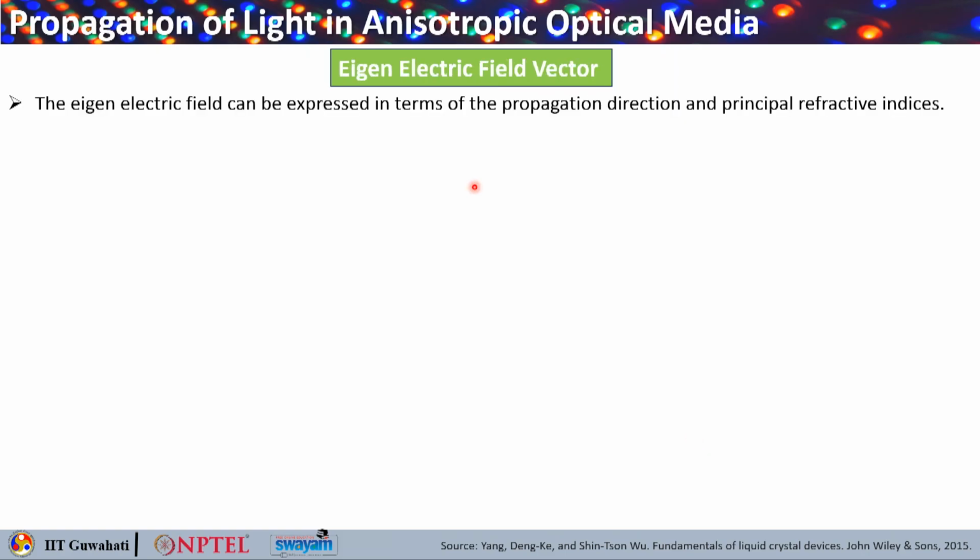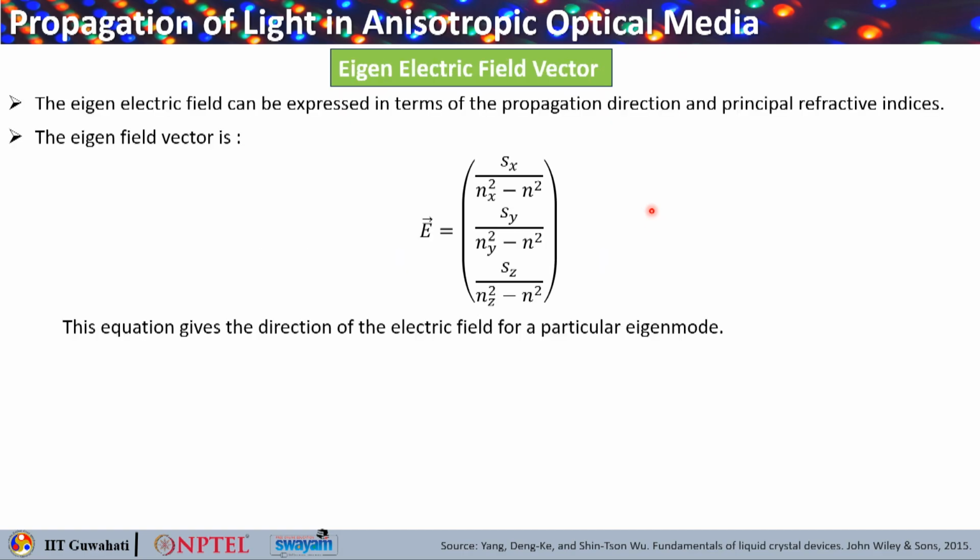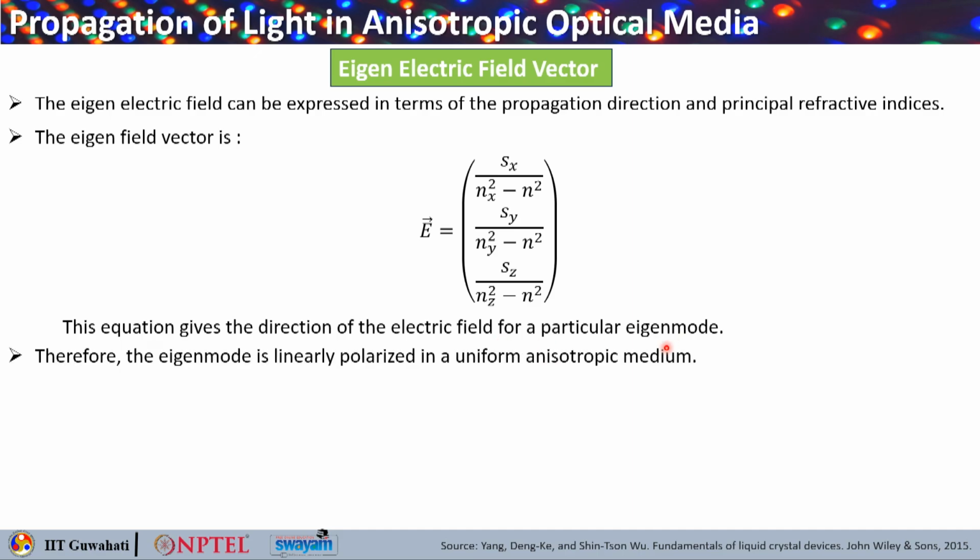So, this eigen electric field can be expressed in terms of the propagation direction and the principal refractive indices. As you see here, the eigen field vector can be written in terms of this. These are basically the components, right? And this equation basically gives the direction of the electric field for a particular eigenmode.